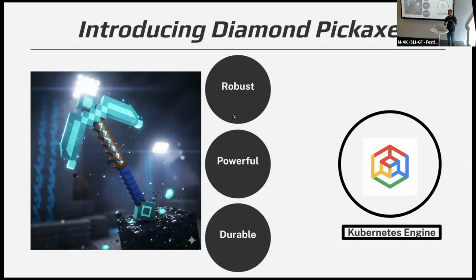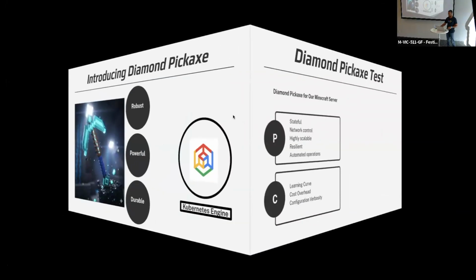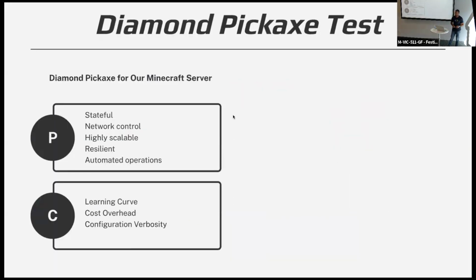See, it sounds like it is probably the right choice. Now, we can't really confirm that before we run the test on our Diamond Pickaxe. So let's figure it out. It is stateful. That meets our requirement. You have the network control, right? So you can configure which network it should sit in, how your pods are configured, how the traffic to your pods or the other control planes are managed. So you have all that flexibility. It is highly scalable, resilient, and has automated operations.